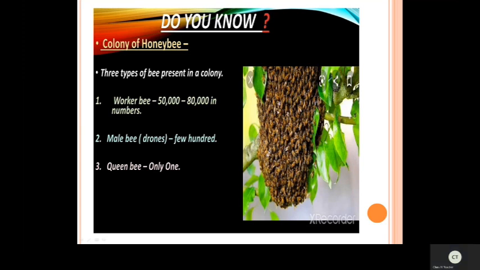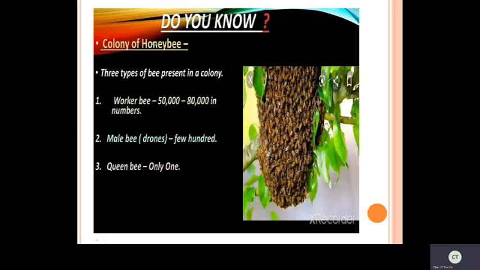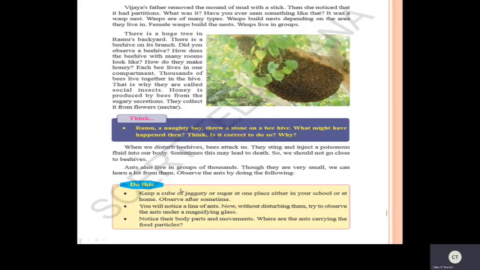Okay, children? Now, let us see about ants. Yes, children. So, here are some things we have to learn. Now, see here. Do this. Keep a cube of jaggery or sugar at one place, either in your school or at home. Observe after some time. Yes, children, today just take some jaggery or some cubes of sugar and place it somewhere in your home, and just observe what will happen.